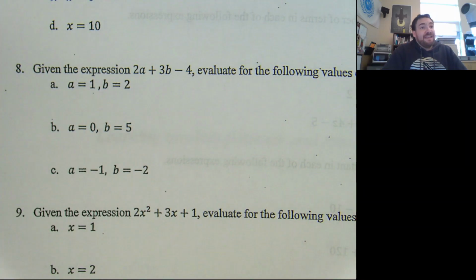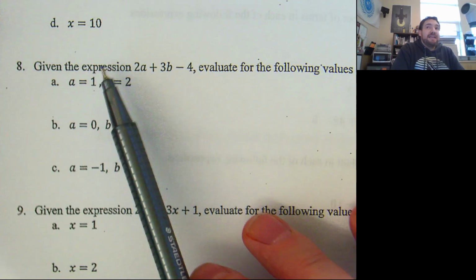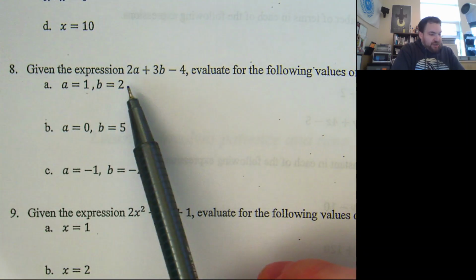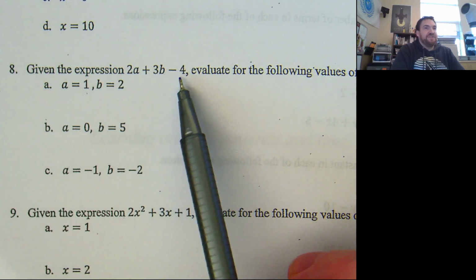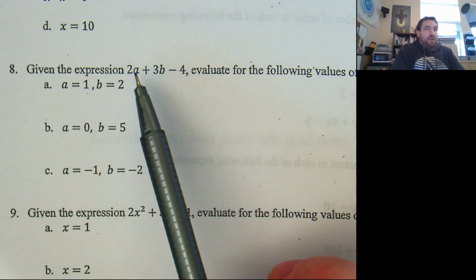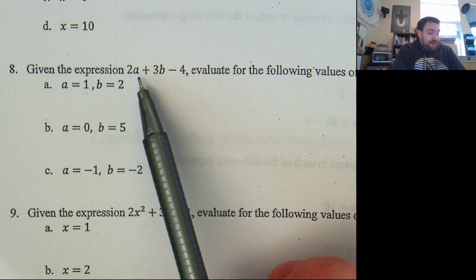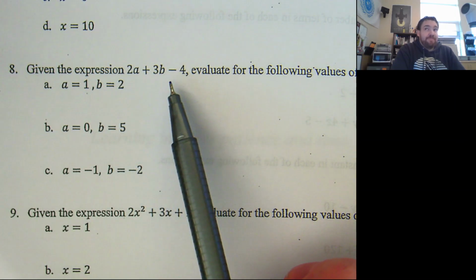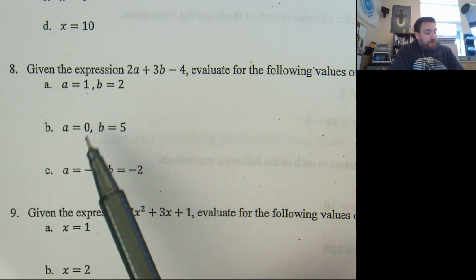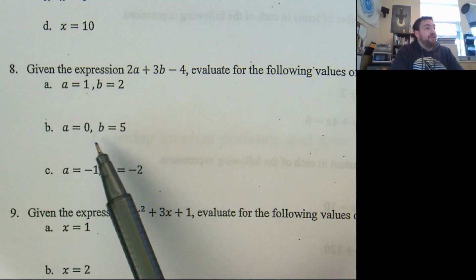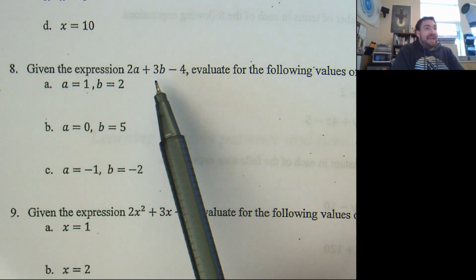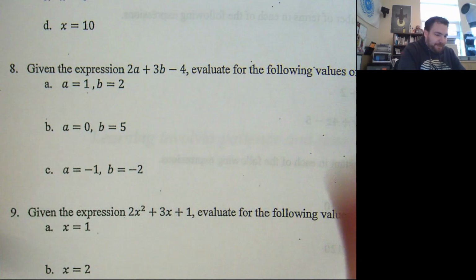This is the technique I'd like you to use. Here's a given expression: I've got 2a plus 3b minus 4. 2a just means that it's 2 times a, plus 3 times b, minus 4. What I want you to do is practice substituting values into this expression. And here's how I want you to do it.